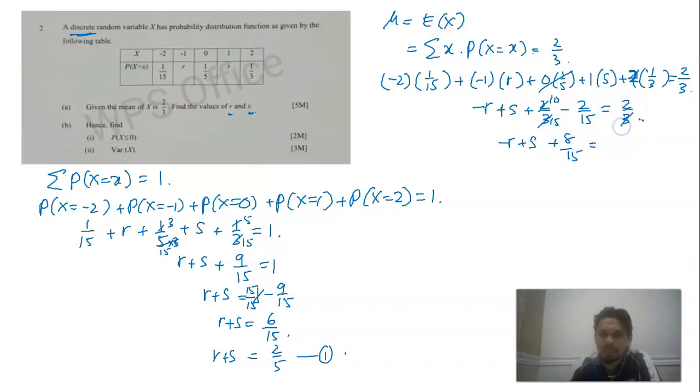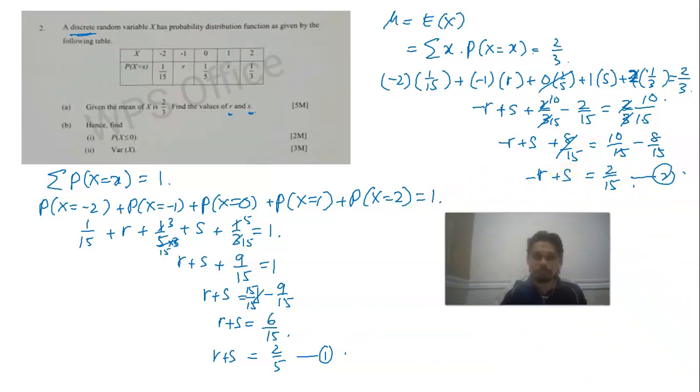Make this one as a 15 here. 3 times 5 equal to 15, 2 times 5 equal to 10. So then, negative r plus s. So bring this one here, it becomes negative 8 over 15. So 10 minus 8 equal to 2 over 15. Equation 2. So what we have right now is two equations, equation 1 and equation 2, and two variables, r and s.